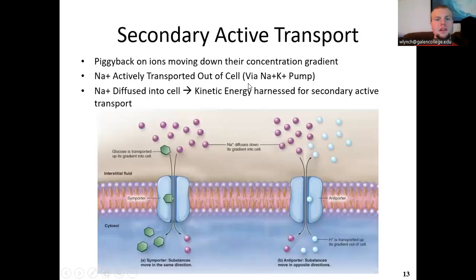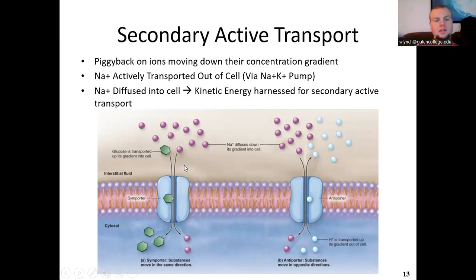An example of secondary active transport. Here we see the example for a symporter. Remember, a symporter is two molecules moving in the same direction. So this symporter is opening and allowing sodium and glucose to flow through. Initially, this is sodium moving through, all right? So we see sodium actively transported.